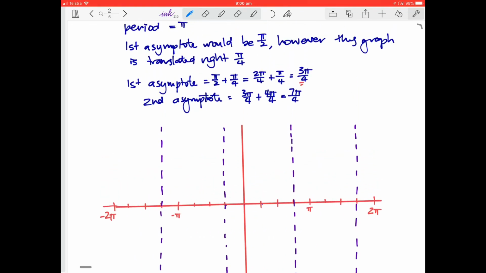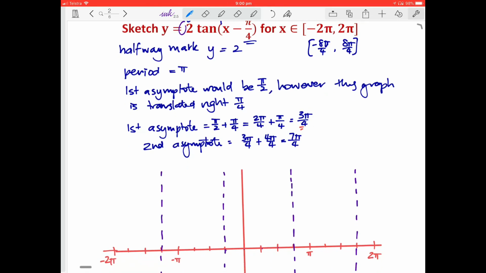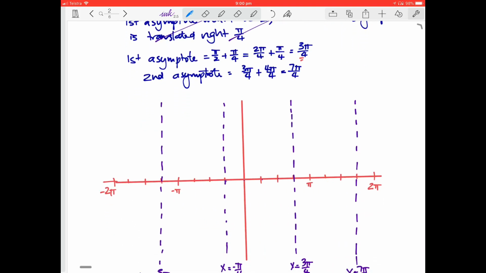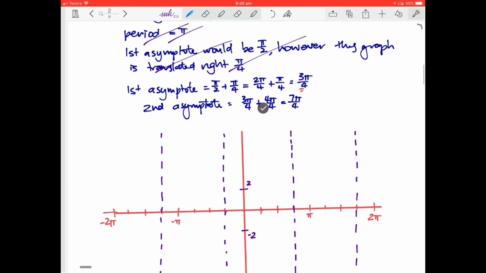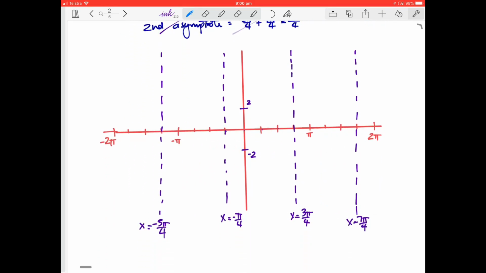Okay, now it hasn't been reflected in the x-axis. If there was a negative out the front, it would turn the graph upside down, but it hasn't. So we've got all of our asymptotes in, and our period we've taken into account. Our halfway mark is 2. So let's see on our graph, there's 2, and there's negative 2. Okay, so we've pretty much got everything in place now. We know that our axis intercept always occurs halfway between the asymptotes. So halfway between the asymptotes is here. We know that the halfway point is 2 and negative 2. So our graph is going to look like that.